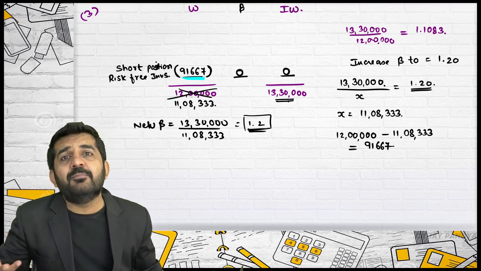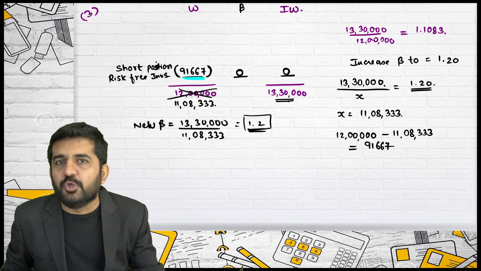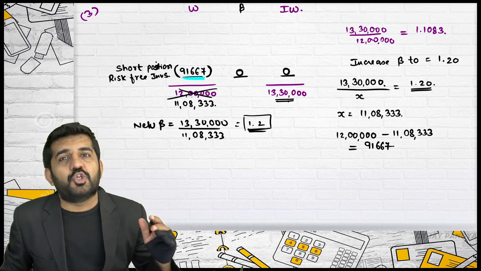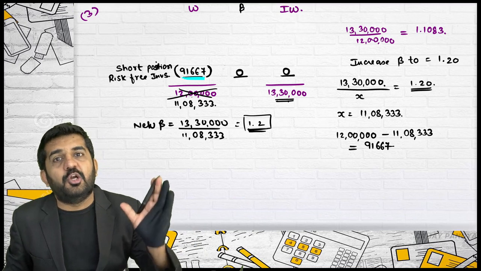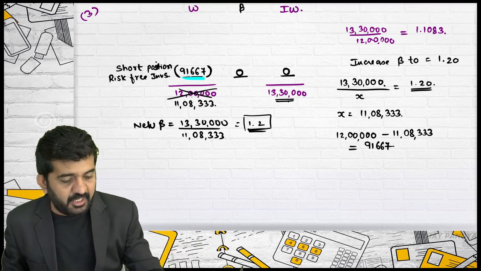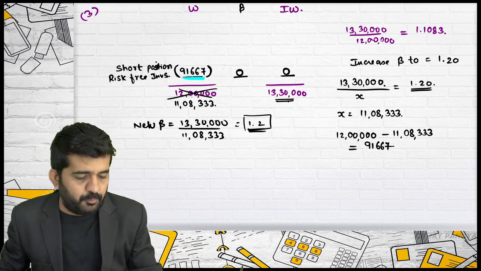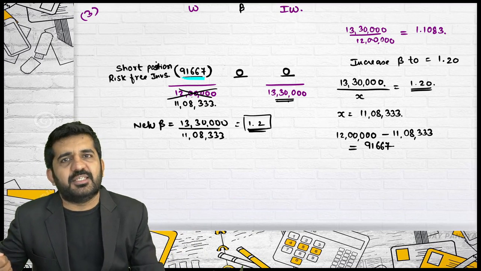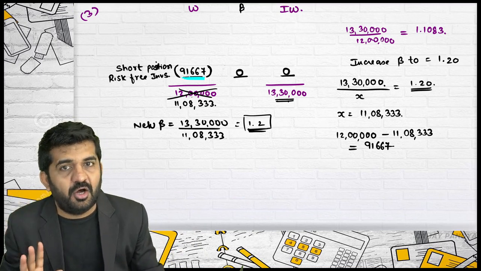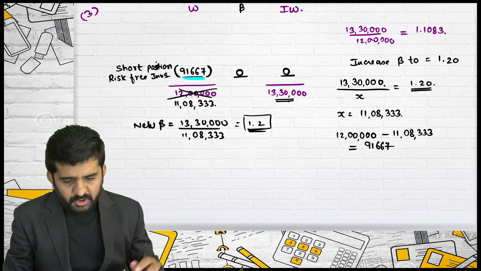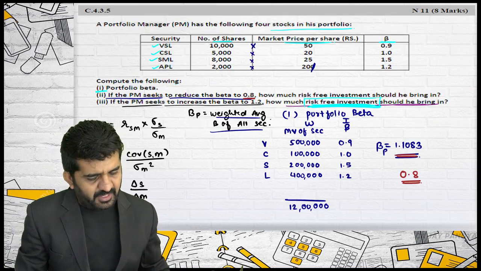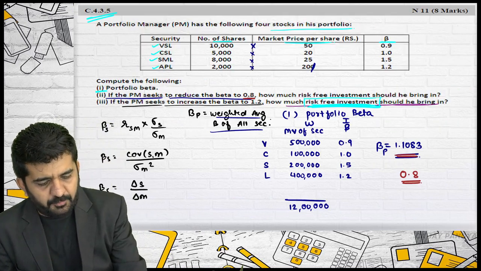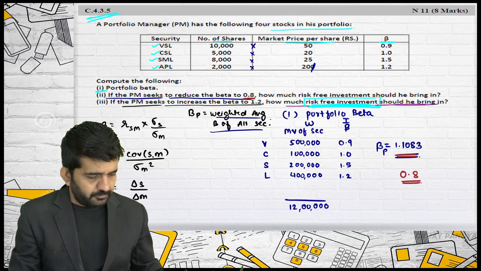Now there are n number of ways by which you can do this. You can take a short position in some securities and a long position in some others, and your net short position should be 91,667 with a beta of 0. Is it alright? So this was question number 4.3.5, and we have answered all three questions.